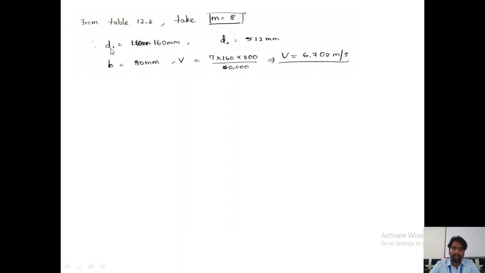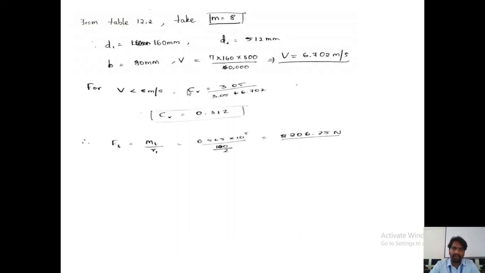Again, calculate d1 is equal to m z1, d2 is equal to m z2, b is equal to 10 times m, and calculate the velocity. Again, based on the velocity, the main important parameter is CV. Again, v is less than 8 meter per second. The same equation, 3.05 divided by 3.05 plus velocity. So we got CV.